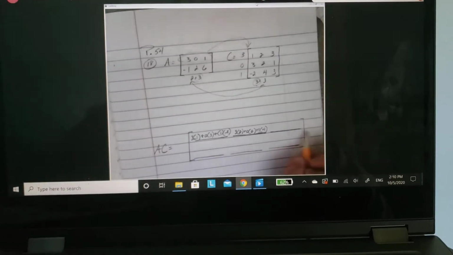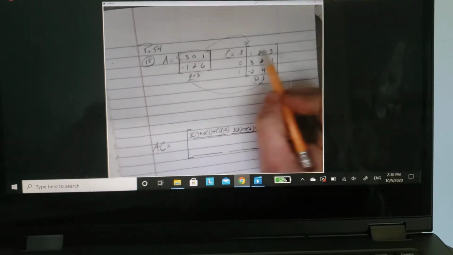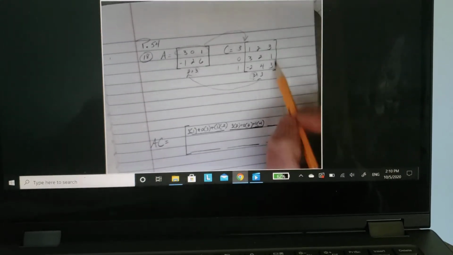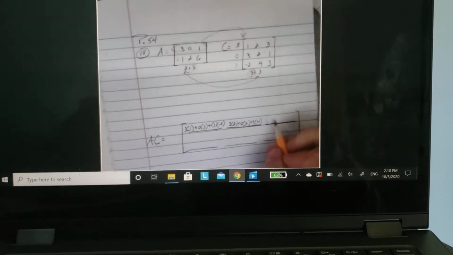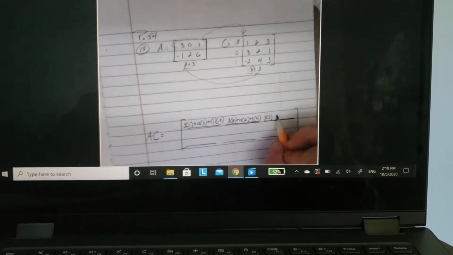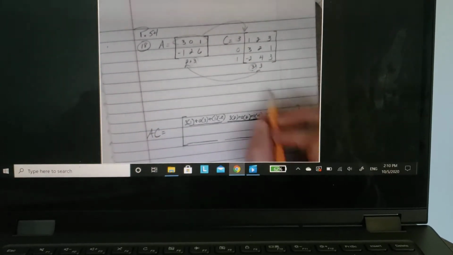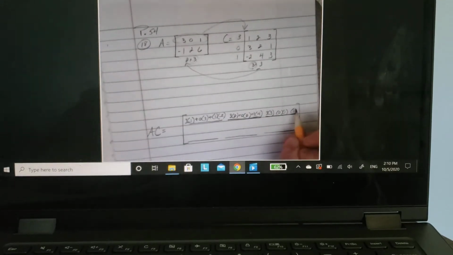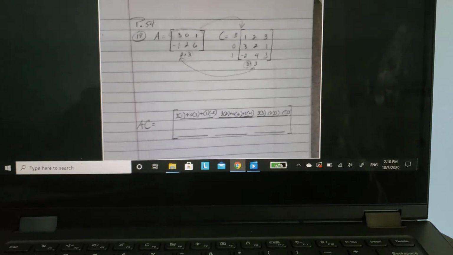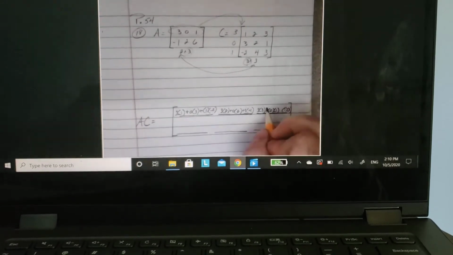Now we continue the same pattern, just move across matrix C. I now look at column 3. 3 is going to be multiplied by 3. 0 is going to be multiplied by 1. 1 is going to be multiplied by 3. Sorry, I'm squeezing that in. I didn't leave nearly enough room. And then we combine.